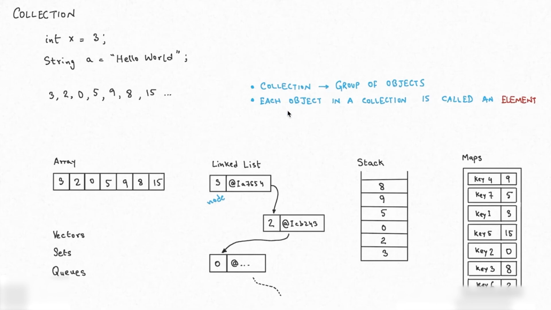And each object in a collection is called an element. So in this case, this is an element for the stack. This is another element for the stack. Here, this is an element in the linked list. So when we work with collections of objects, we use Java's collections framework. This framework provides us with a set of tools using which we can work with collections of objects in many different ways. And linked lists, stacks, maps, vectors, sets, queues, all of these things are part of the collections framework.